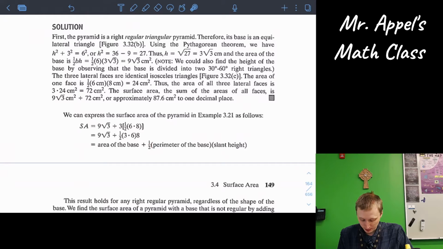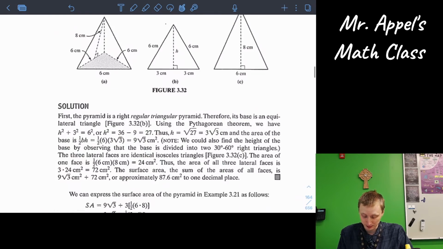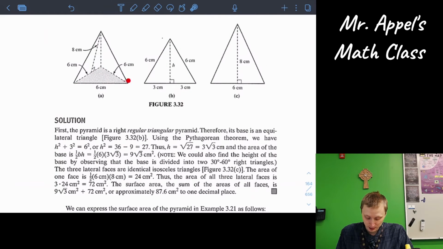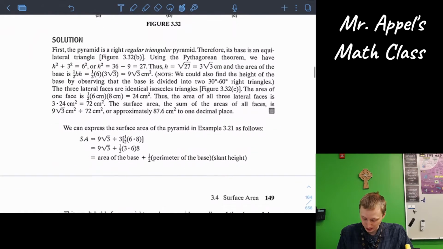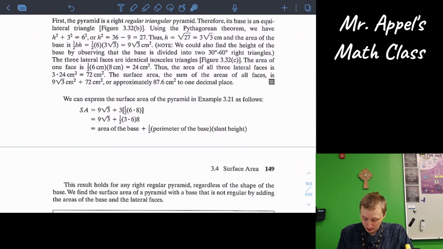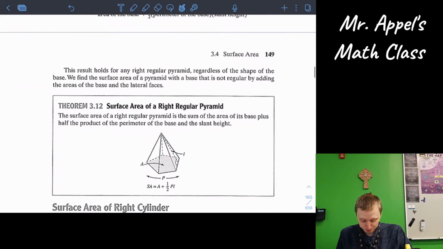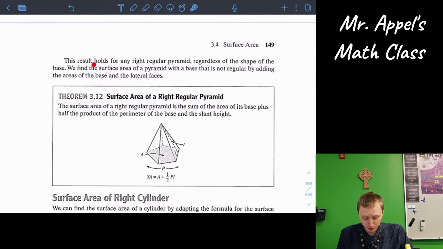1/2 stays there. This 3 times 6 is now the perimeter of the base. We get 3 of these sides here, and 8 is that slant height. So 1/2 times perimeter of the base times the slant height gives you the lateral face summation. So now this result holds for any right regular pyramid, regardless of the shape of the base.